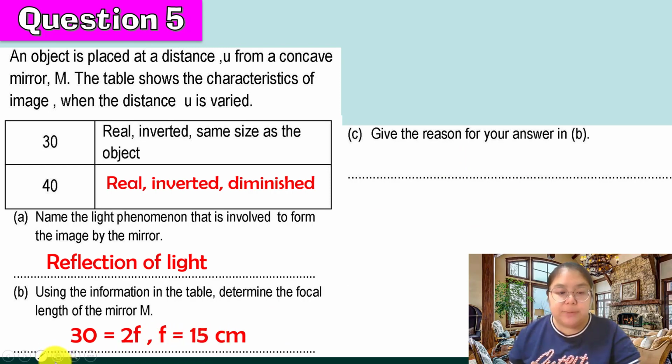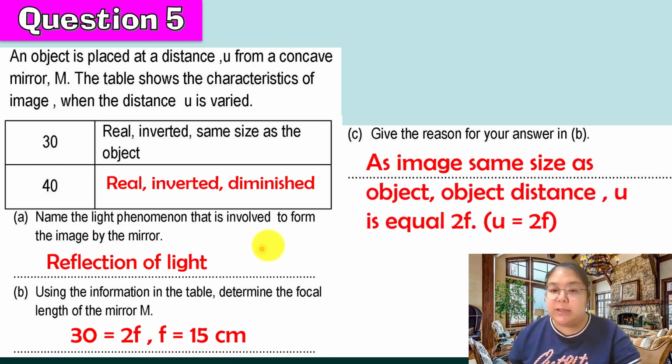So we go to explain. The explanation is, as the image is the same size as the object, the object distance will be equal to 2f. So from here, I can get the focal length is 15 cm. So I just explain how I know this situation. The situation is u equal to 2f.